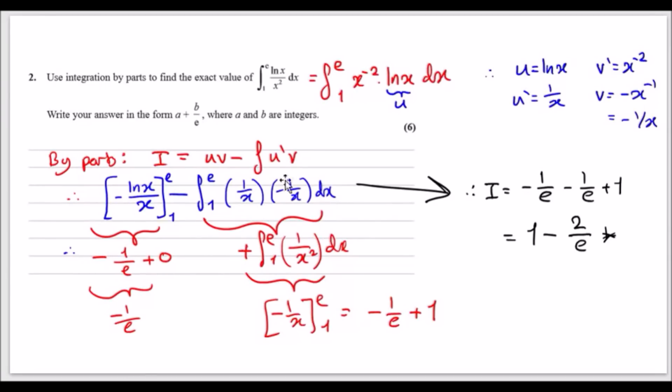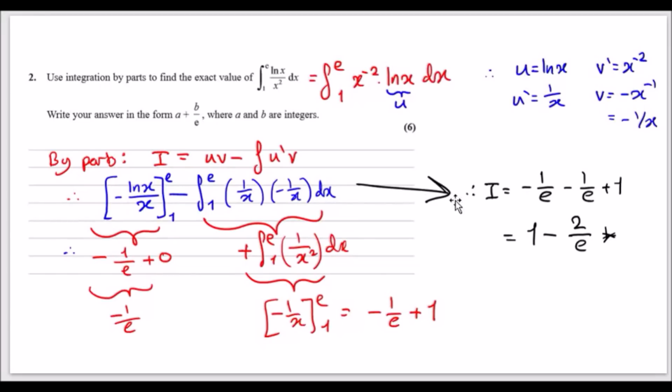Doing the same for this one, integrating this term, 1 over x squared, is very straightforward. You get the same result as you did over here, which is minus 1 over x. Plug in your e's and 1s, and eventually you should get minus 1 over e plus 1. And that's it. Now you just add them up. So minus 1 over e plus minus 1 over e plus 1 should be over here.